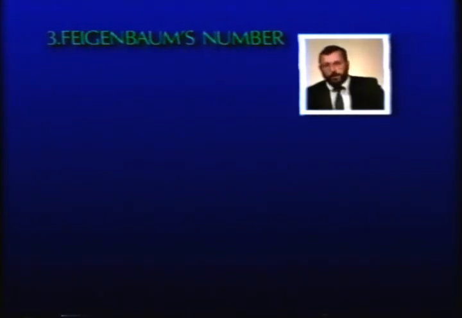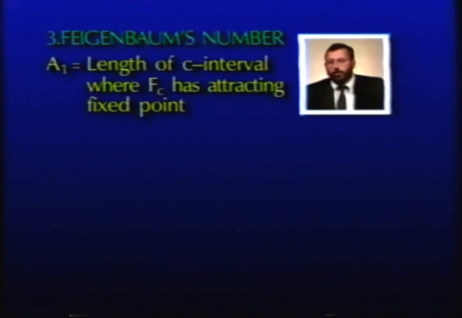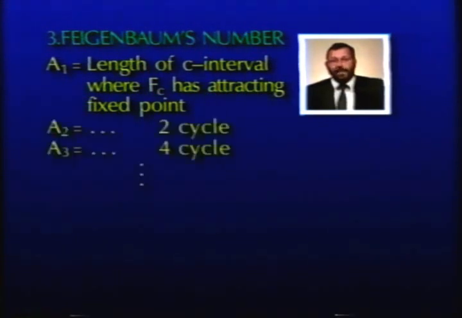Let's try to make all of this precise. Let A1 denote the length of the c interval where x squared plus c has an attracting fixed point. Recall that from the orbit diagram that extended from c equals 0.25 down to c equals minus 0.75. Let's let A2 denote the length of the c interval for which x squared plus c has a 2 cycle, A3 the length of the c interval for which it has a 4 cycle, etc.